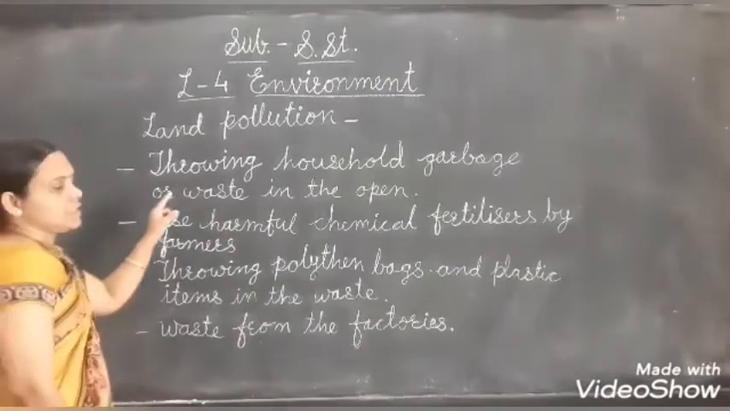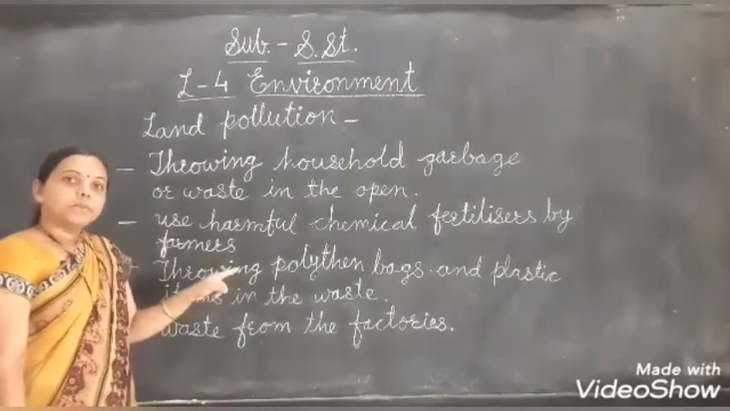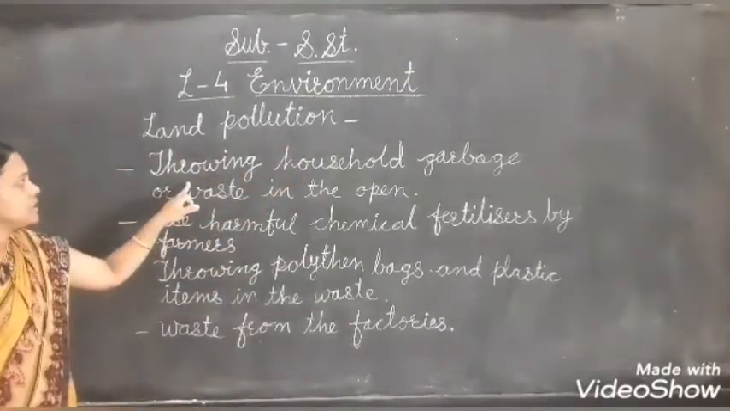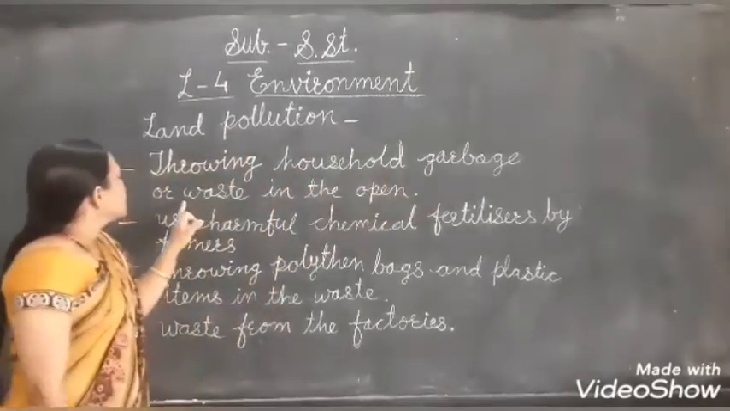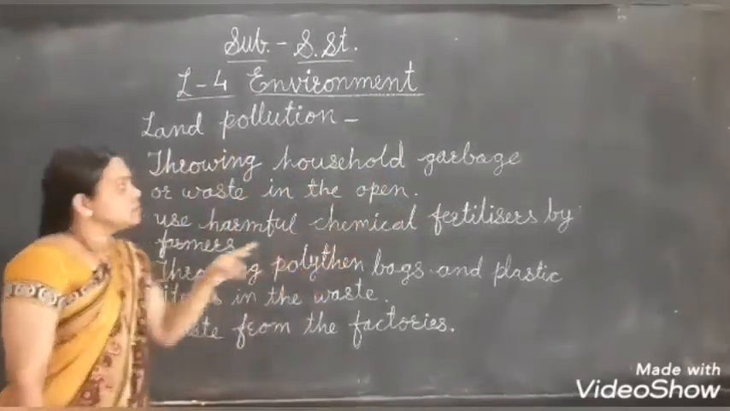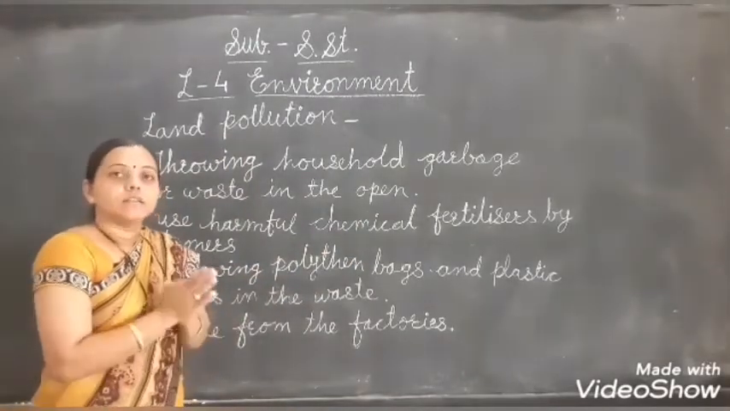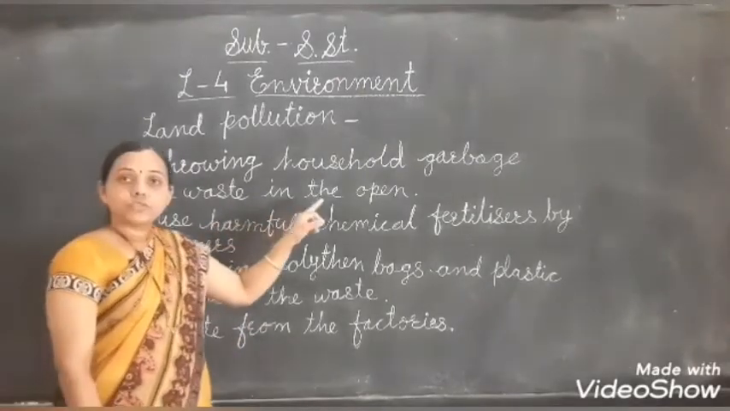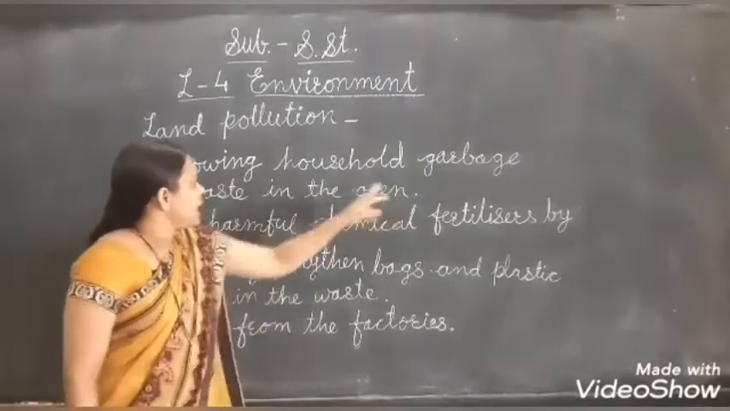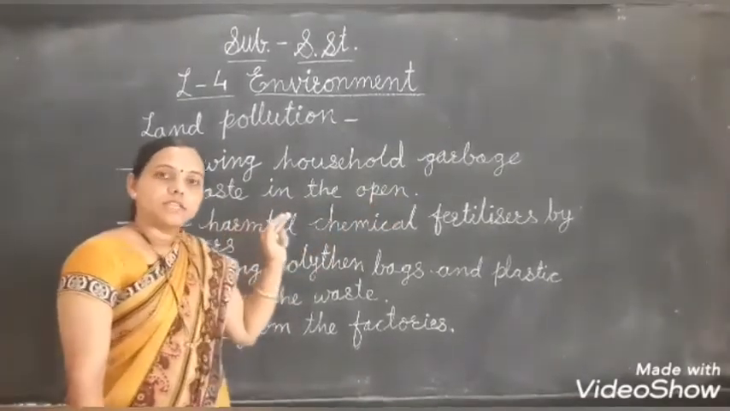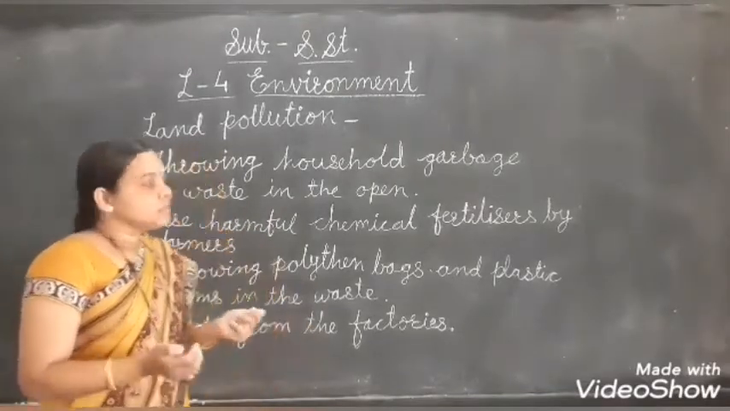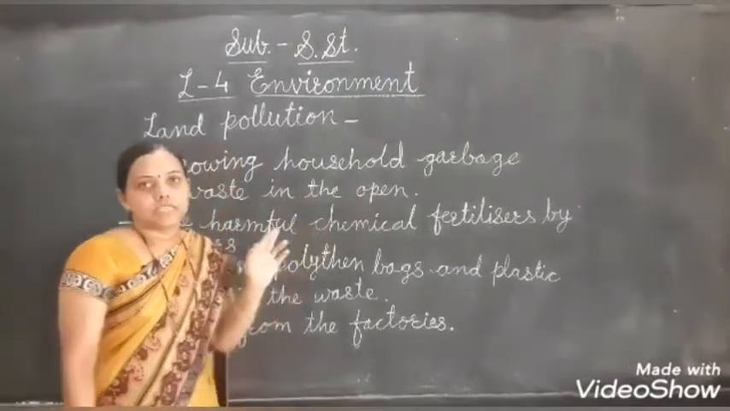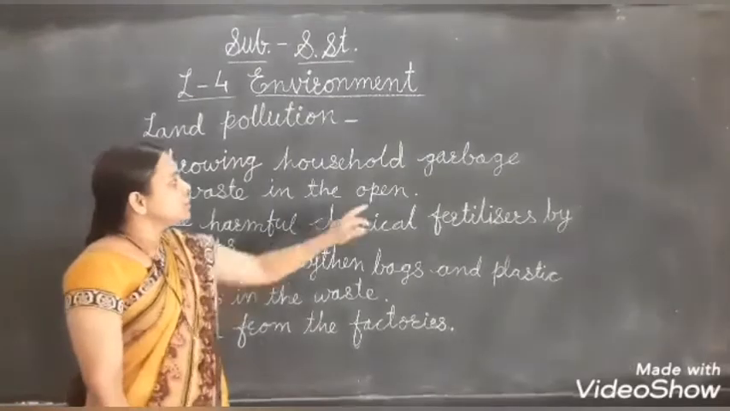Now, children, these are the major reasons that our land gets polluted. Which is the first reason? That is throwing household garbage or waste in the open. Whatever garbage is created in our house, so many people throw this garbage and waste into the open space after cleaning their houses. So children, throwing garbage or waste in the open space makes the land polluted.